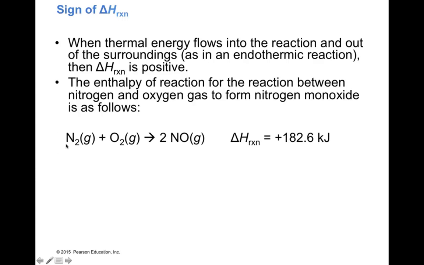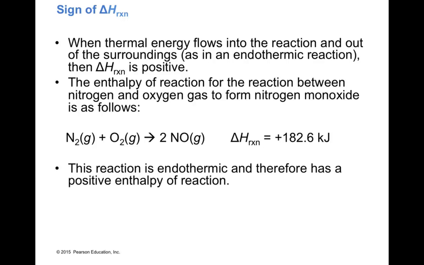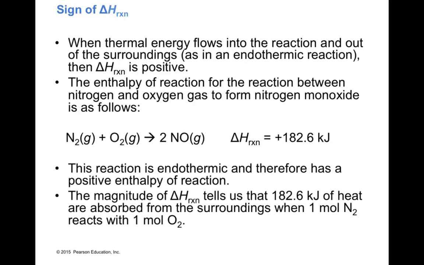In this one, 1 mole of nitrogen reacted with 1 mole of oxygen will produce 2 moles of nitrogen monoxide. And this type of reaction needs 182.6 kilojoules of energy. So this reaction is endothermic and therefore has a positive enthalpy of reaction. That means that the magnitude of delta H reaction tells us that 182.6 kilojoules of heat are absorbed from the surroundings when 1 mole of nitrogen reacts with 1 mole of oxygen.